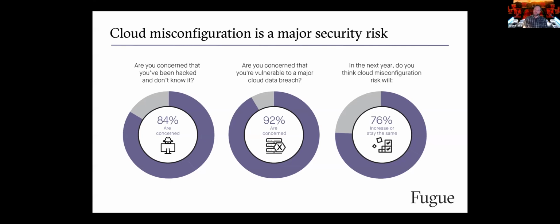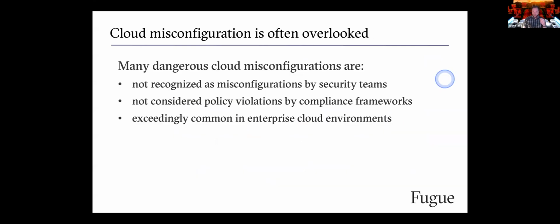And in the next year, do you think cloud misconfiguration risk will increase or stay the same? 76% said increase. Totally agree with that as well, for lots of reasons. People are moving more stuff into cloud. There are always new cloud services. And when people integrate new cloud services, there are new attack patterns available and surfaces that the bad guys can leverage, and so on.